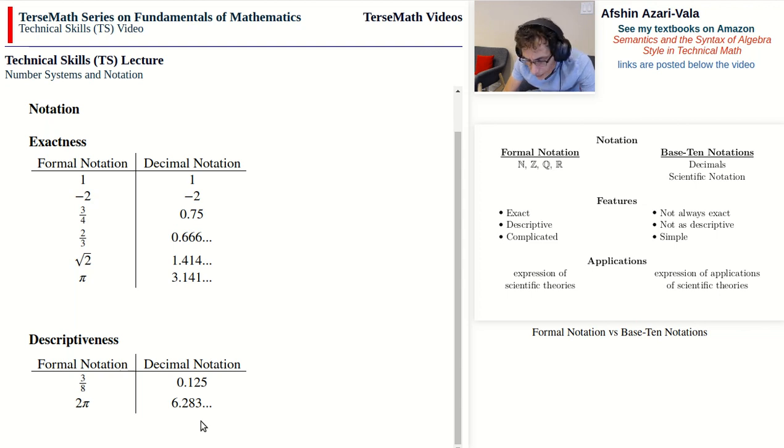All right. Now, when I measure the length of a table, I can't be exact.